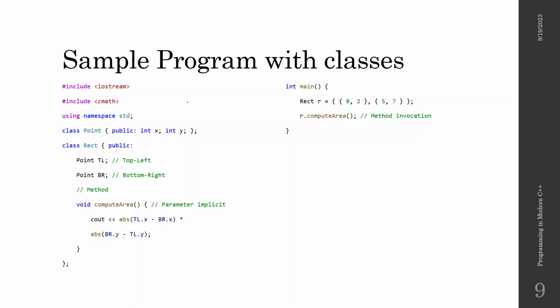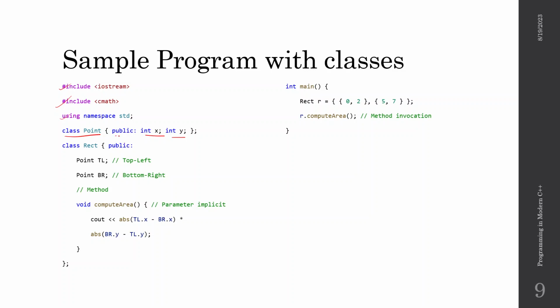Now this is a sample program with a class. We are including iostream and cmath. Now we create a class called point. So how do we define it? We write the class keyword and then the name of the class, and then in curly braces we write the data members which are x and y. Here we are assuming a point in 2D space, so we have two coordinates x and y.